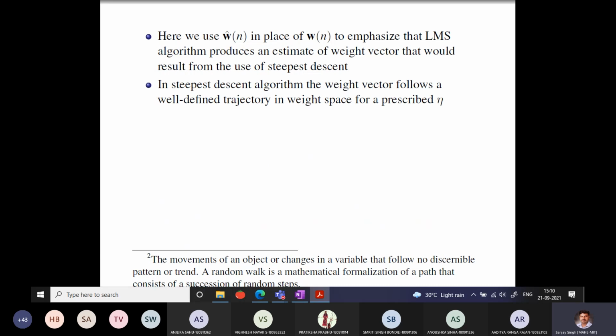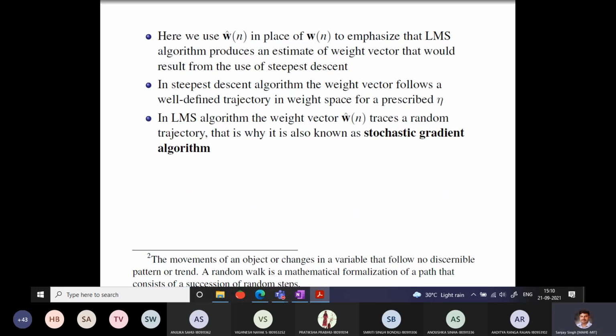Now in the steepest descent algorithm, the weight vector follows a well-defined trajectory in weight space for a prescribed value of eta. Slowly it comes down, all those things. In the LMS algorithm, the weight vector w-hat traces a random trajectory, and that is why it is also known as the stochastic gradient algorithm. So that is the LMS algorithm, simply called the stochastic gradient algorithm.